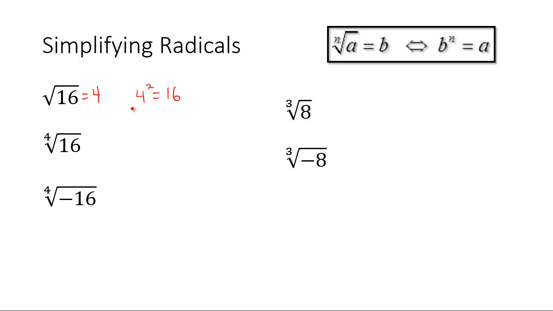But hey, wait a minute, isn't negative 4 squared also 16? So shouldn't this also be negative 4? Well, yes, those are two possibilities. The positive answer is called the principal root, and for our purposes, we mostly stick to the principal root. This is called the negative root, and it is a possibility, but we're going to stick to using principal roots.